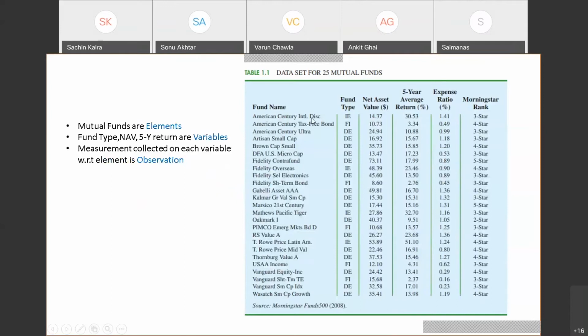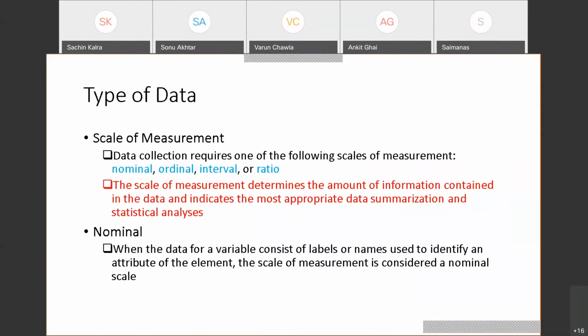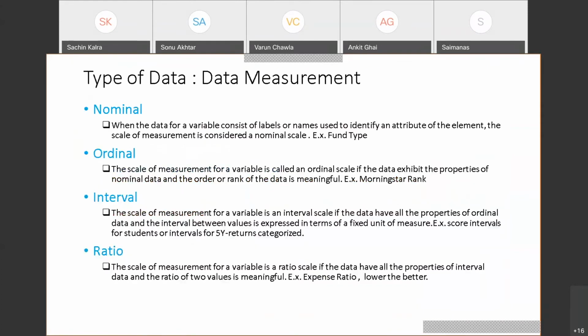Now, another scale of data measurement is interval. Interval, as the name suggests, means we have some kind of interval and some values fall under that. The scale of measurement for a variable is an interval scale if the data have all the properties of ordinal data and the interval between values is expressed in terms of a fixed unit of measurement.